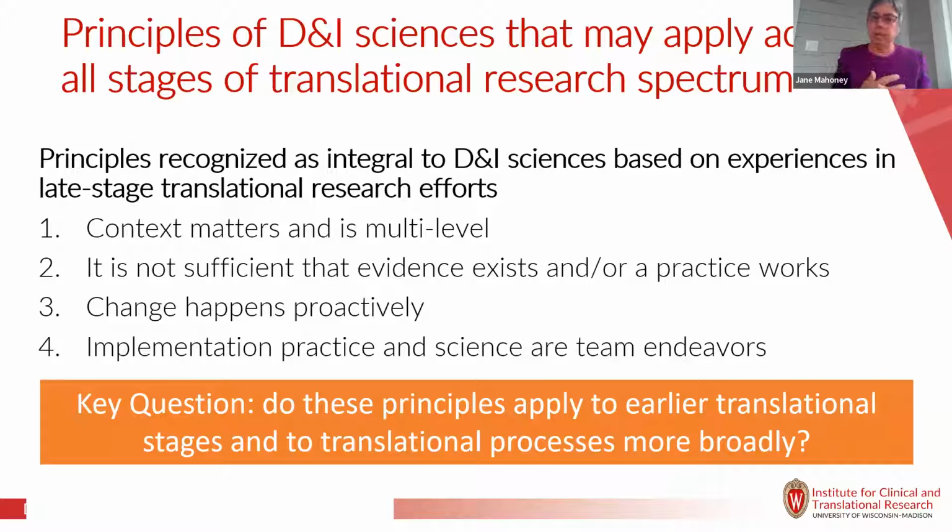Second, it's not sufficient that evidence exists and/or practice works. It actually takes nudges and pushes to get evidence into practice, and it takes supports frequently to help adopt and take up evidence and put it into practice. So that goes along with the change happens proactively. And then the fourth one is that implementation practice, which is the support we provide for implementation, and implementation science are team endeavors, very multidisciplinary, involving clinical scientists, social scientists, systems engineers, communication scientists and practitioners. So our key question was, do these principles apply to translational research at its earlier stages?